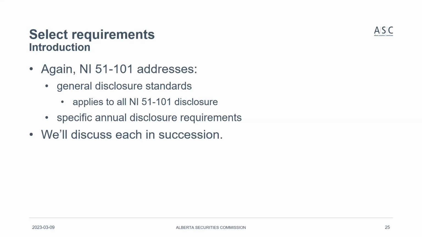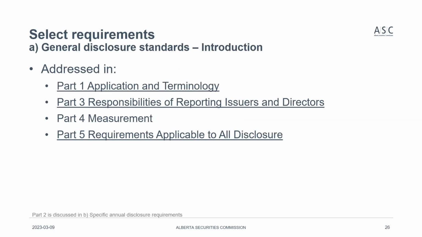So again, as we talked about, 51-101 addresses the general disclosure standards, which apply to all 51-101 disclosure. Then there's also the specific annual disclosure requirements. And we're going to talk about these in that order as we move through this. So what I've done here, I've included a listing on these next two slides of the parts of NI 51-101, with the exception of Part 2. Part 2 we're going to talk about at the end because those are the specific annual filing requirements.